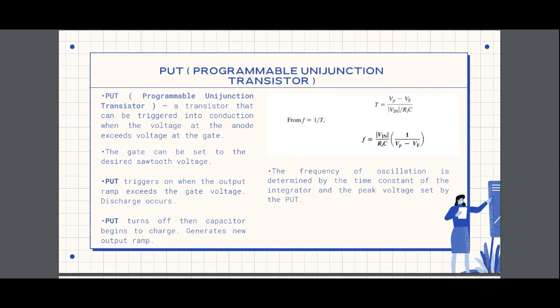The PUT is a transistor that can be triggered into conduction when the voltage at the anode exceeds the voltage at the gate. The gate can be set to the desired sawtooth voltage. The PUT triggers on when the output ramp exceeds it. It turns off, then the capacitor begins to charge, generating a new output ramp. The frequency of oscillation is determined by the time constant of the integrator and the peak voltage set by the PUT. So this is our example problem.